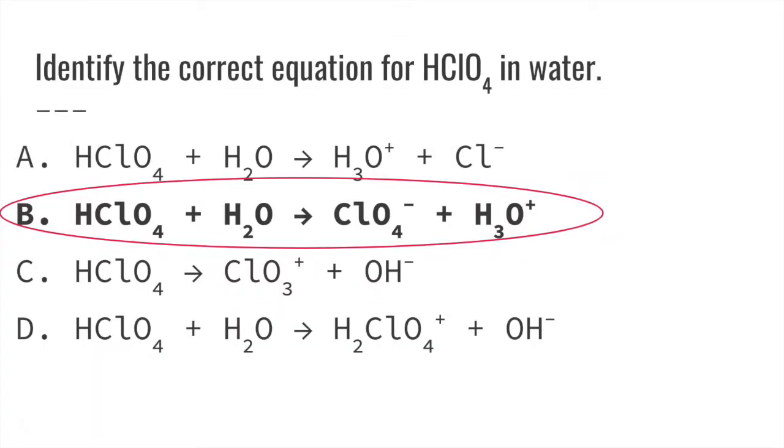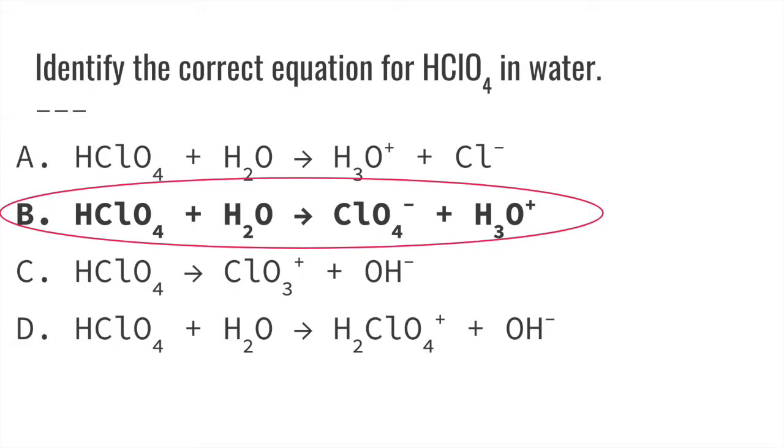Option B is the correct balanced chemical equation showing that perchloric acid is indeed an acid. Remember that acids will produce hydronium ions in water, and that they do this by removing an H+ from the acid and putting it on the water molecule.